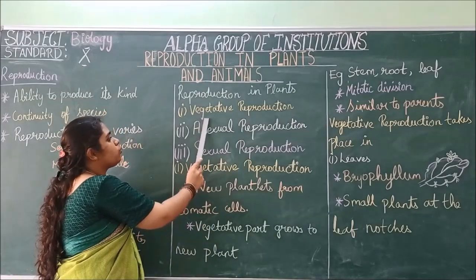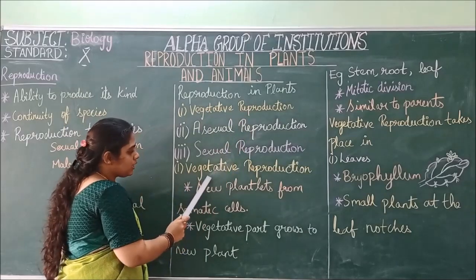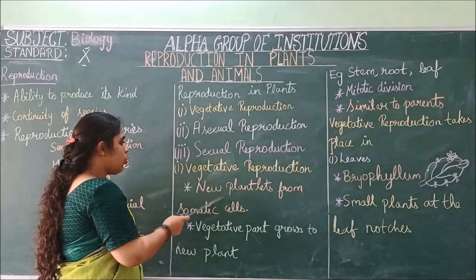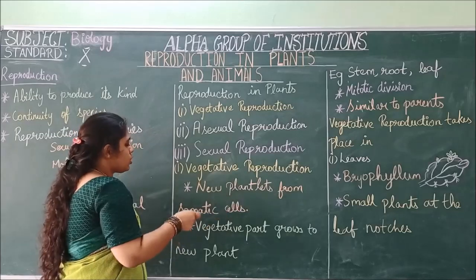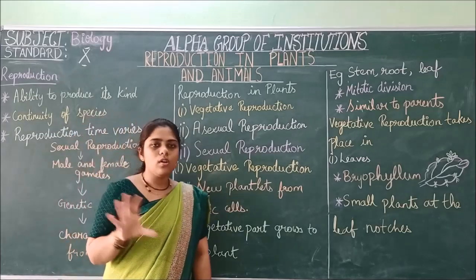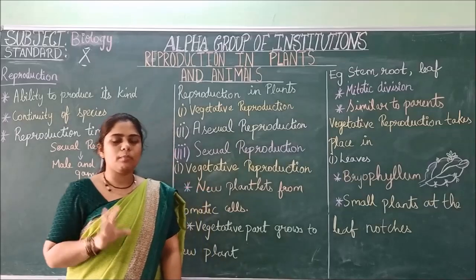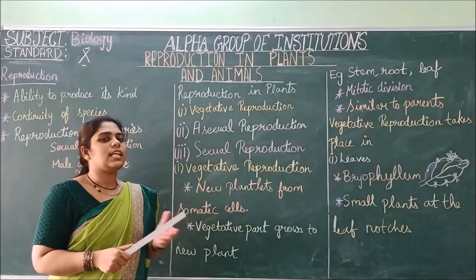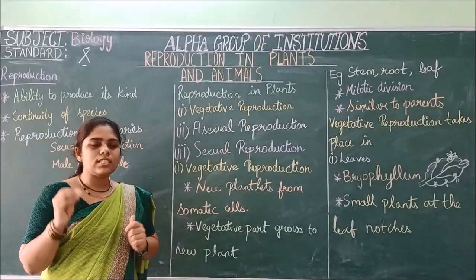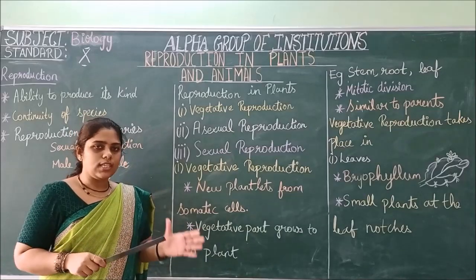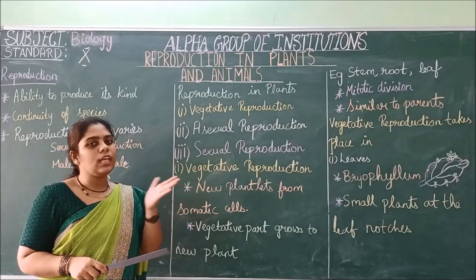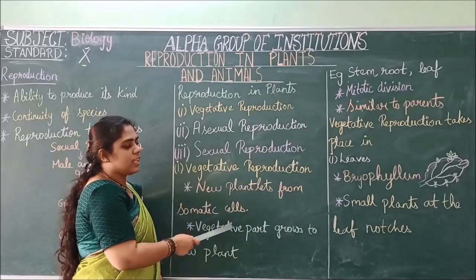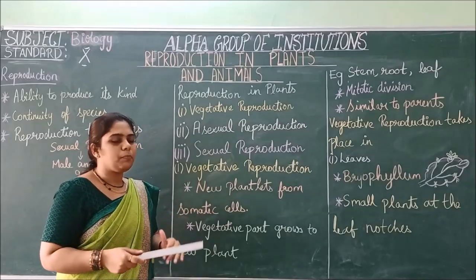First we will take vegetative reproduction. In this, new plantlets are formed from somatic cells. So no sex cells or gametes will be involved in this reproduction. Somatic cells means the body cells. The body cells will be responsible for the reproduction. From these somatic cells, new plants will be produced.